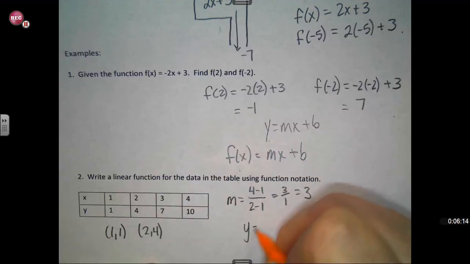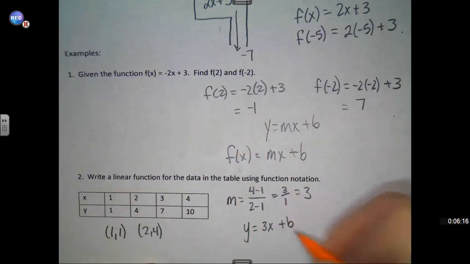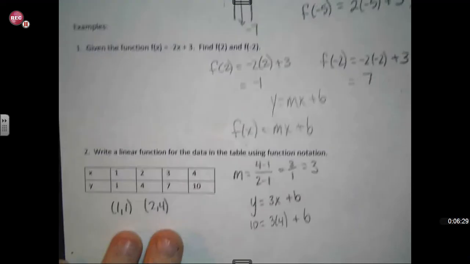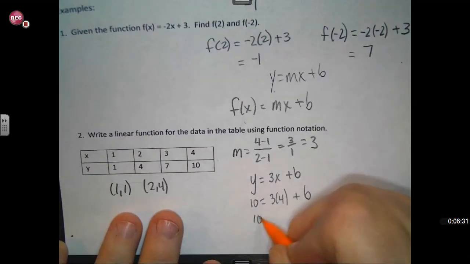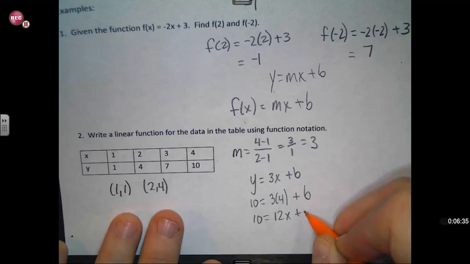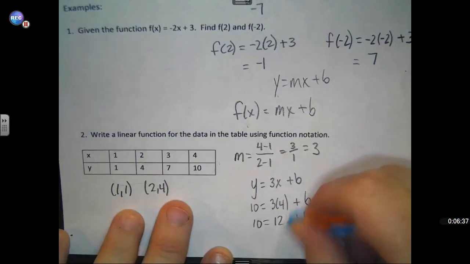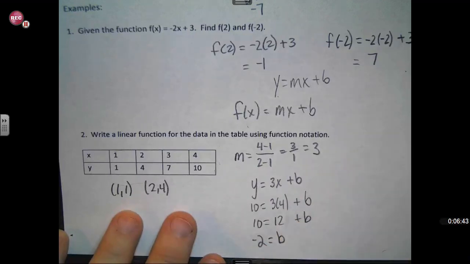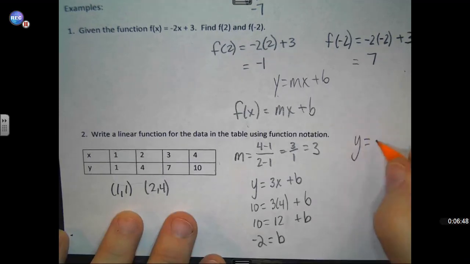So y equals 3x plus b. Now I plug in any point, it doesn't matter which one. Let's plug in (4, 10), so 10 for y and 4 for x. And we get 10 equals 12 plus b. Then subtract the 12, and b is negative 2. In the previous topic, we would just say y equals 3x minus 2.